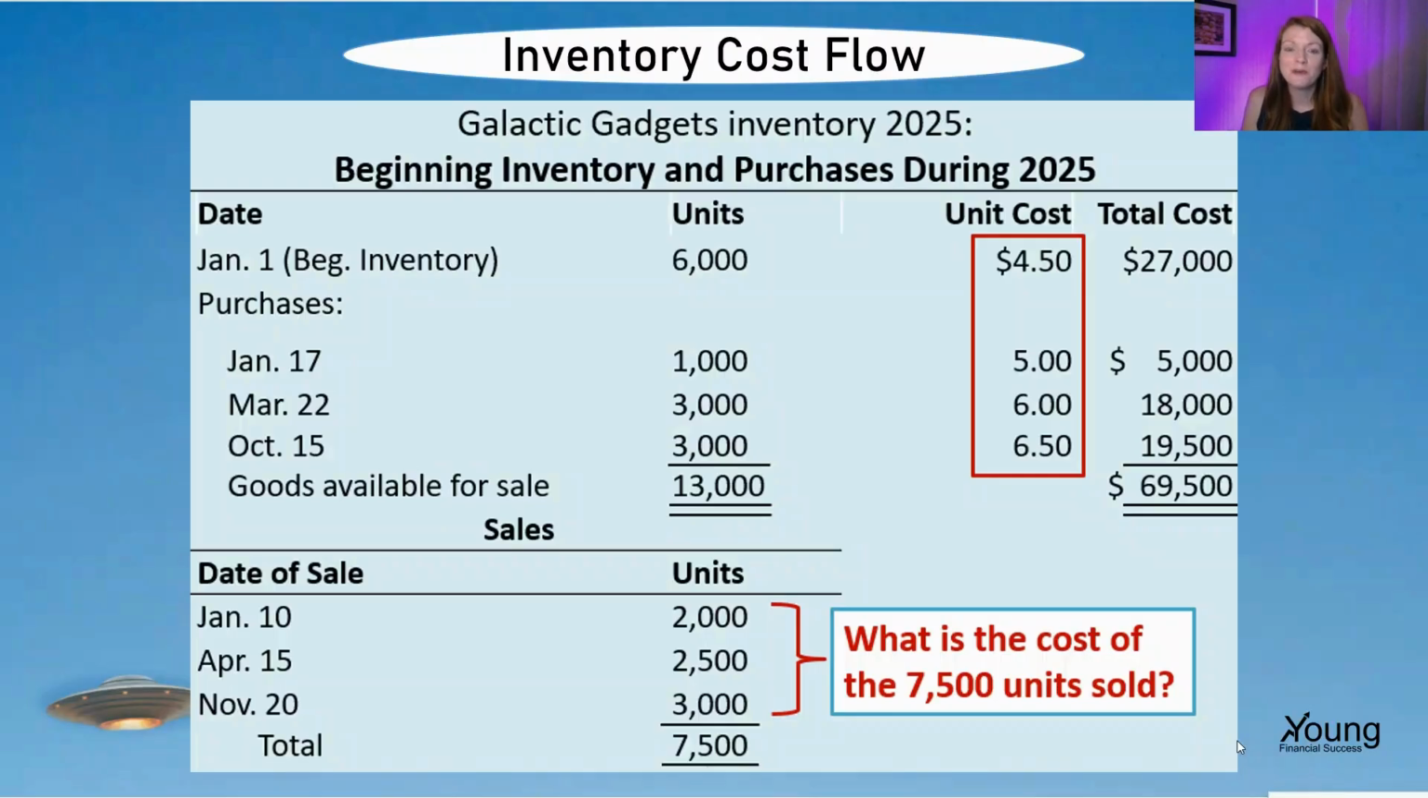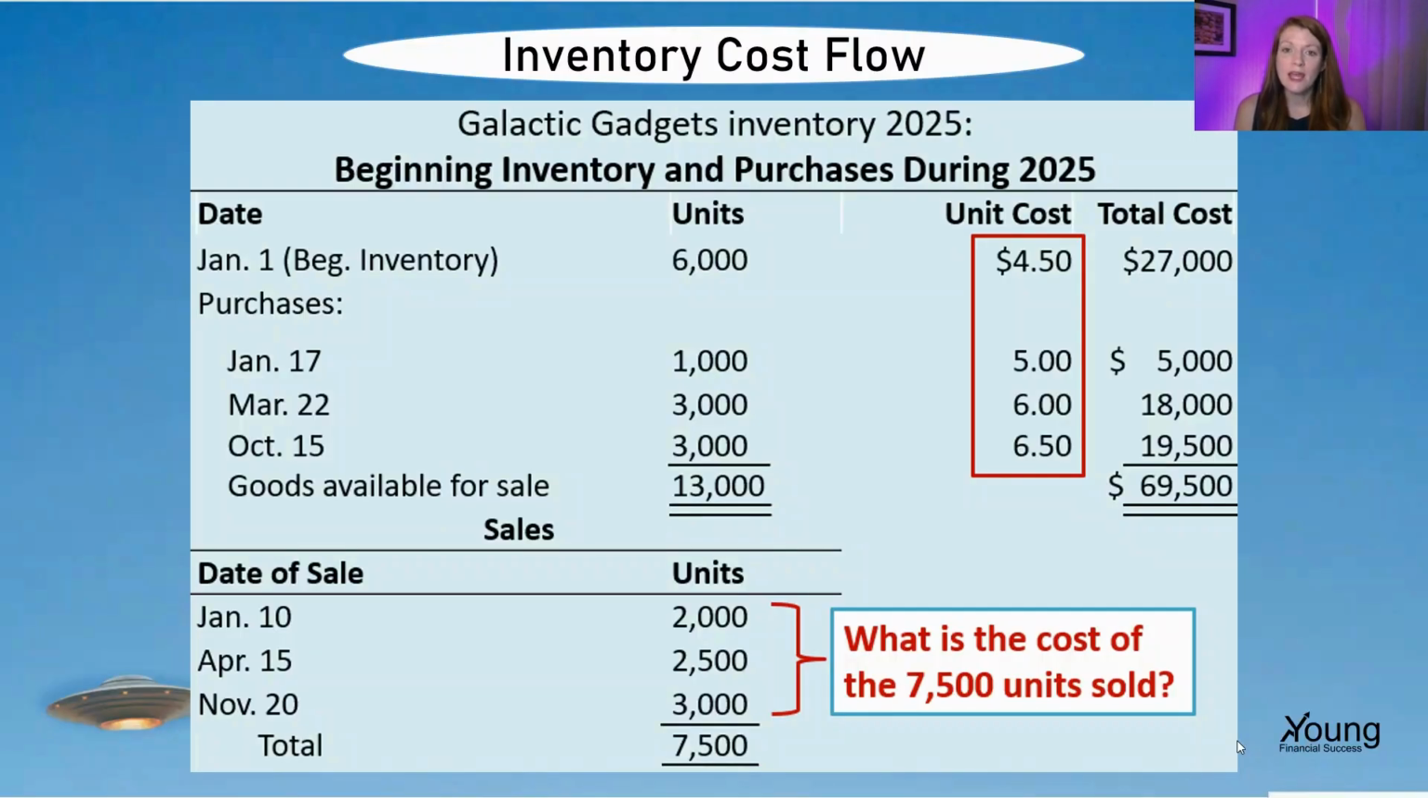planning to resell for money, that is going to be inventory, and chances are it's going to cost a different amount each time that you buy it, whether it's more or less. Unfortunately, we're typically in times that prices increase over time, right? So we're going to look at Galactic Gadgets. This is their inventory for 2025. And they didn't make a lot of purchases. They didn't make a lot of sales here, but this is just to make it simple.